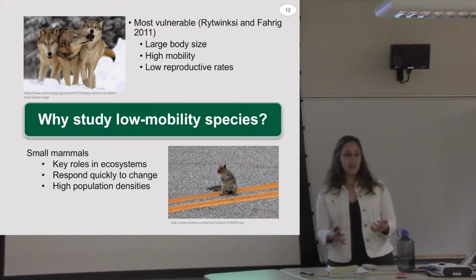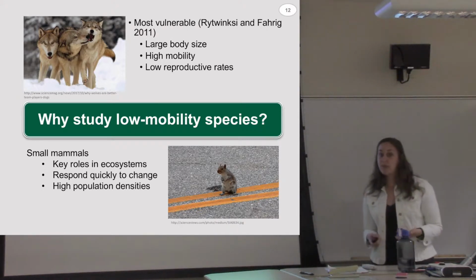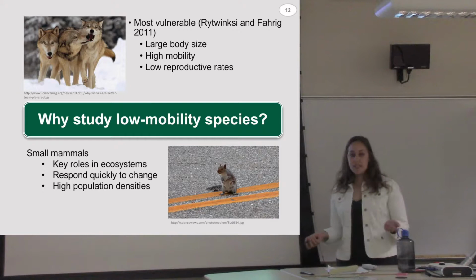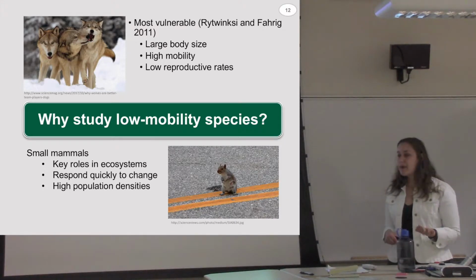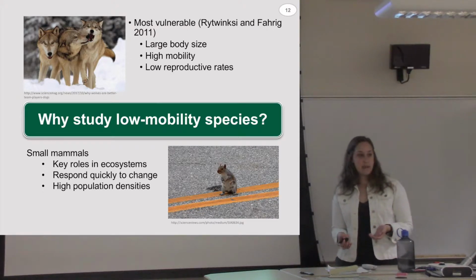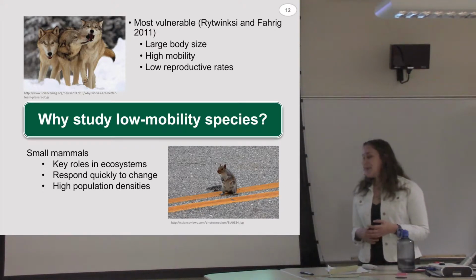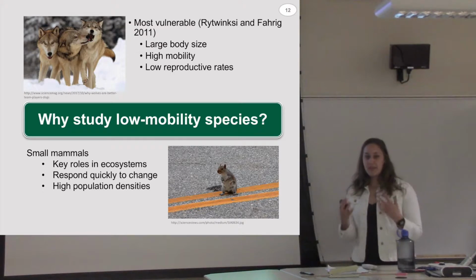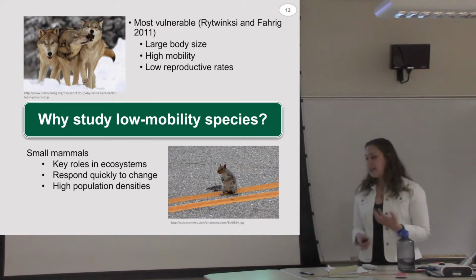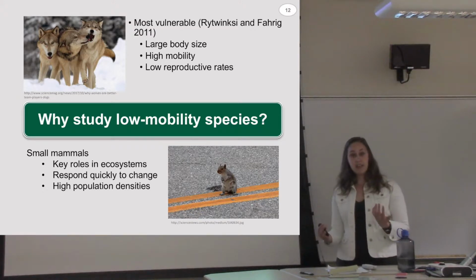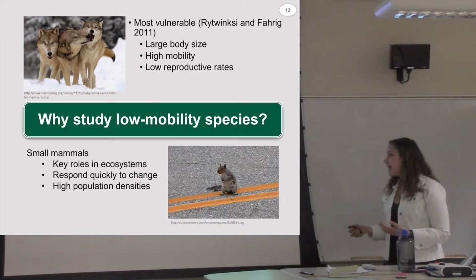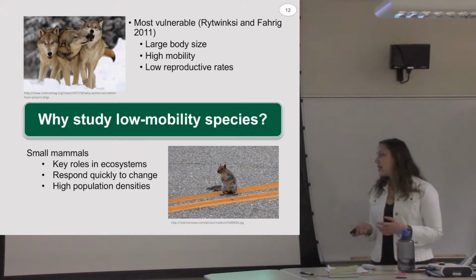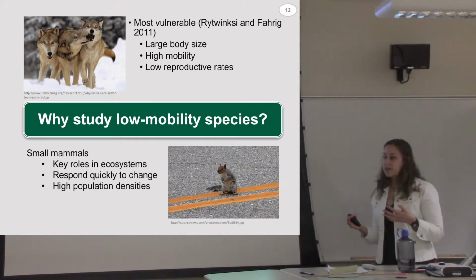If it's been determined that the species most vulnerable to reduced connectivity and road mortality are those with larger body size, high mobility, and lower reproductive rates, why should we study low mobility species? Well, small mammals in particular play a really key role in ecosystems. They're centrally located within the food web, which makes them not only prey species, but also dispersers of seeds and fungal spores. They burrow and dig through the soil, which turns it over. Additionally, since they have shorter generation times, they respond very quickly to change that we can observe as ecologists. And typically, when we track them, we can get really high population sample sizes because they occur in higher population densities, which increases our power to draw stronger conclusions.